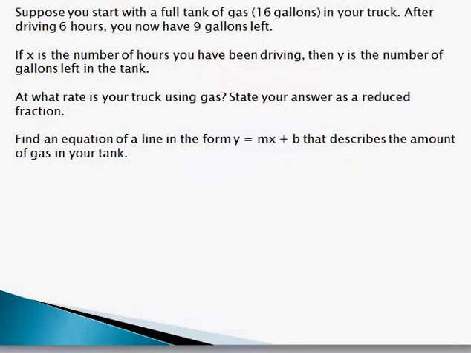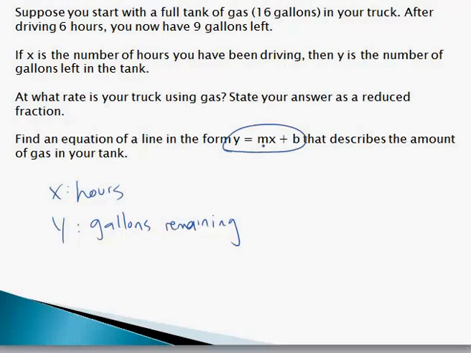One more problem. Suppose you start with a full tank of gas, 16 gallons in your truck. After driving 6 hours, you now have 9 left. So this is a little different than the one before. If x is the number of hours you've been driving, so I'm going to write that down, y is gallons left. Gallons remaining. Okay? So again, y equals mx plus b.